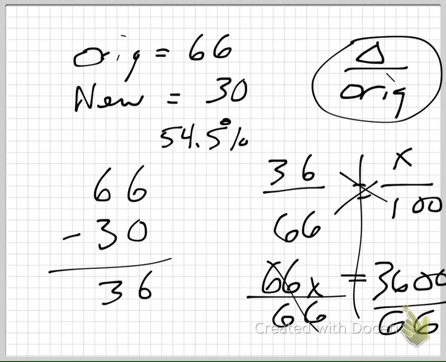And you'd say 55% decrease. It went from 66 to 30. That's the decrease. Got it? Okay. Now we start using things like discount and markup.